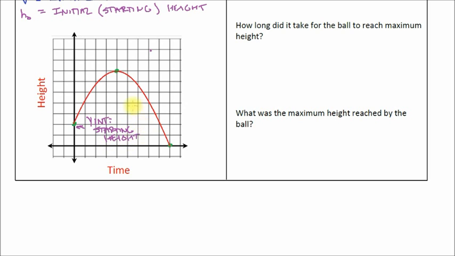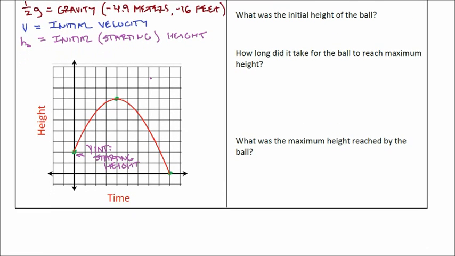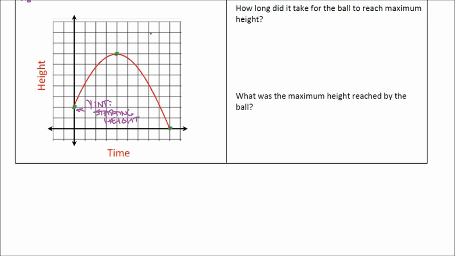Starting height. You take a look at this. Since time is at 0, that's where the object is before it actually gets launched in the air. And that's actually h sub 0. h sub 0 is our initial height. That, if you look at our quadratic, is the c value of our standard form. And there's our initial height of whatever our object is.